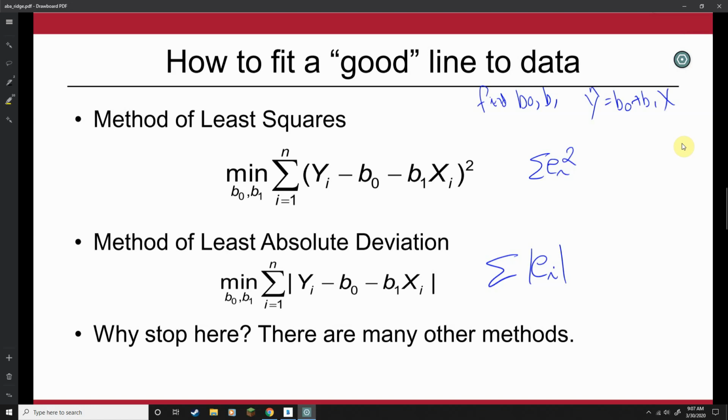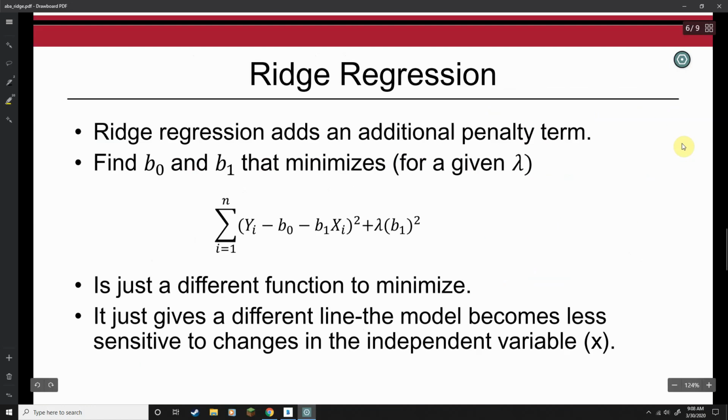In tech speak, we call this the L2 norm, and we call this the L1 norm. So if you want to be really technical, you say, I'm using L2 or I'm using L1, but it just means you're squaring things or taking the absolute values. But the point is, why stop here? There are many other ways to fit a line to the data, and that's the main thing you want to understand: when people come up with these new methods in data science, they're building on existing methods. They're just trying to find better methods out there.